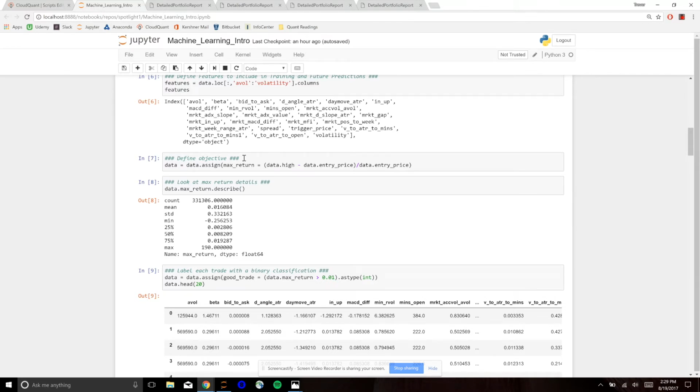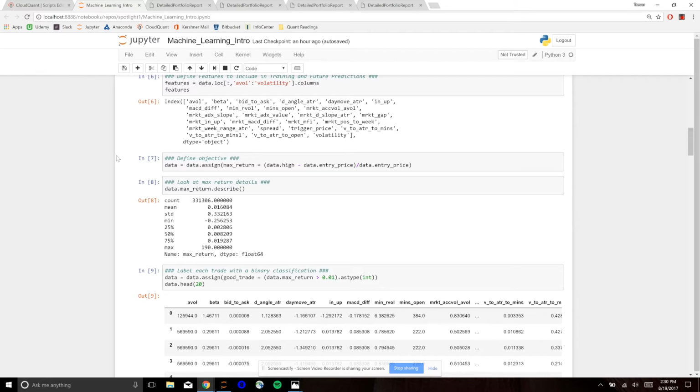This could be the return to the next day for a different algorithm, or the return from today to next week, or it could be the return in the next minute. It could be anything. It could even be the volume change. You can really make it whatever you want.